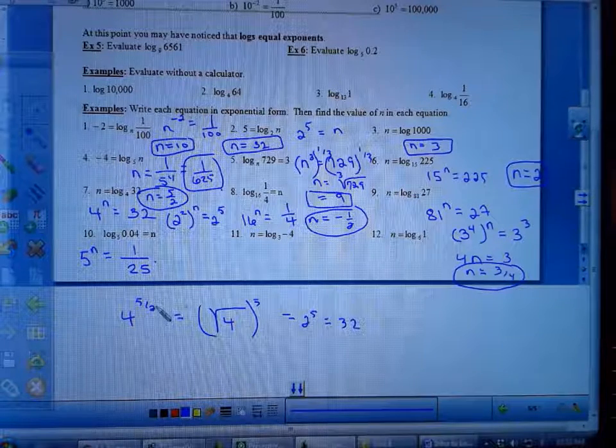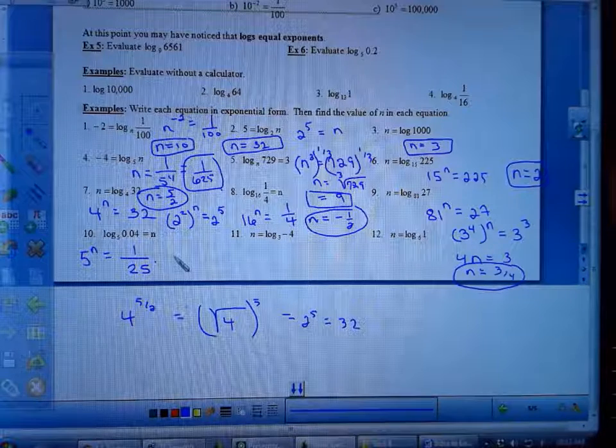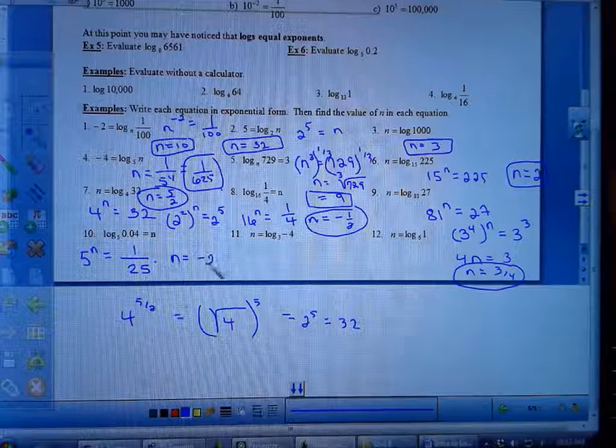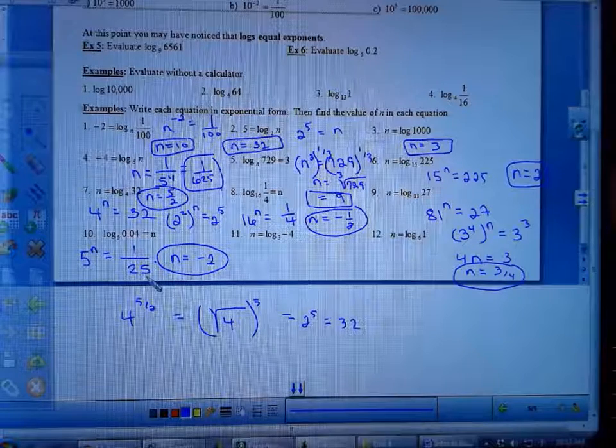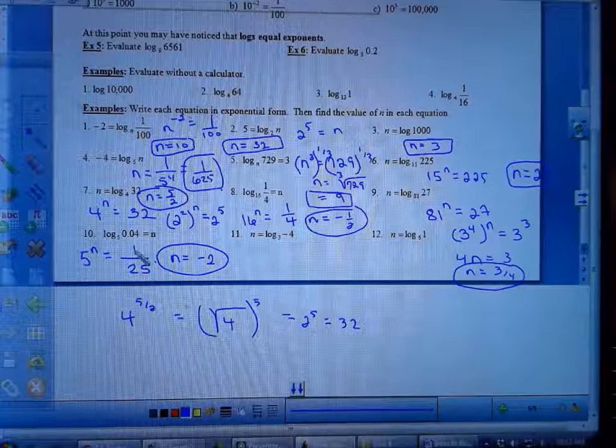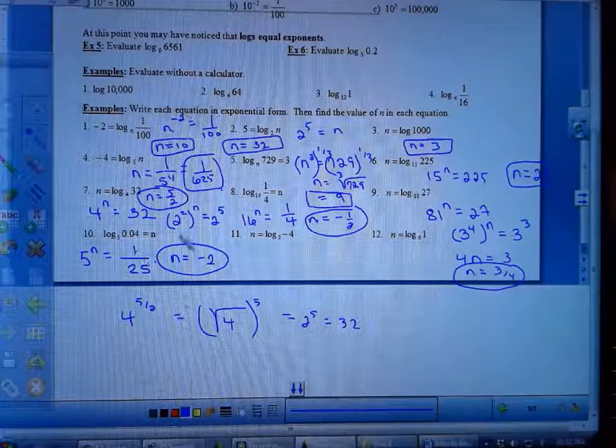I can use that. So 5 to what power gives me 25? Well, that'd be 5 squared, but I have to put it in the denominator. So it's a negative 2. So 5 to the negative 2 is 1 over 25. So you have to take your decimals and convert them to fractions. Sometimes you'll need to simplify the fraction, sometimes you won't need to simplify, it just depends.